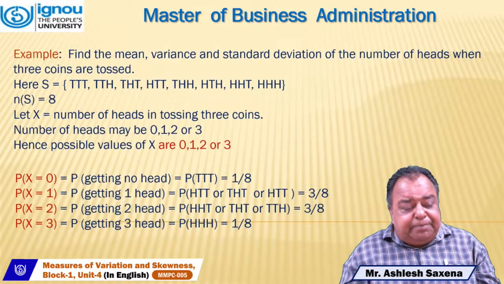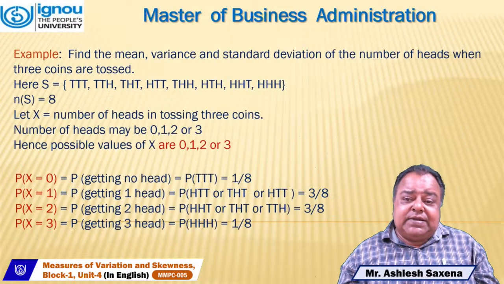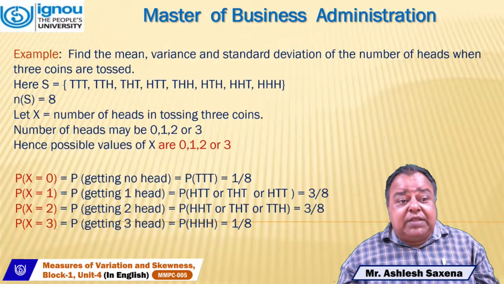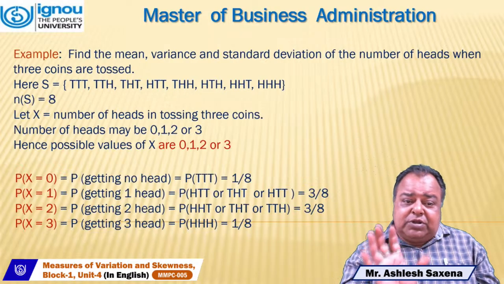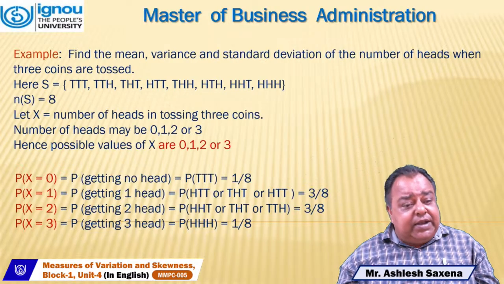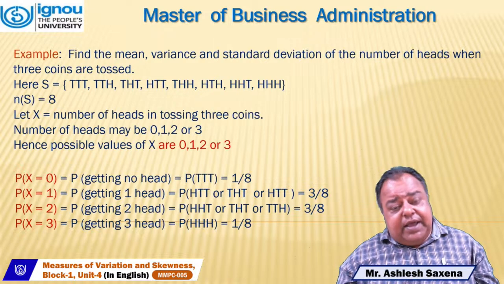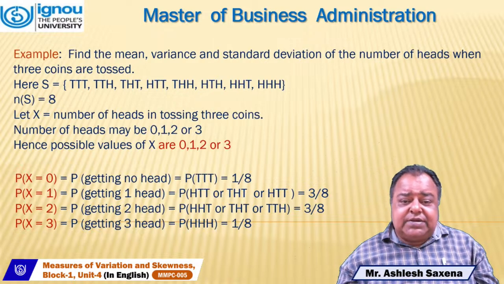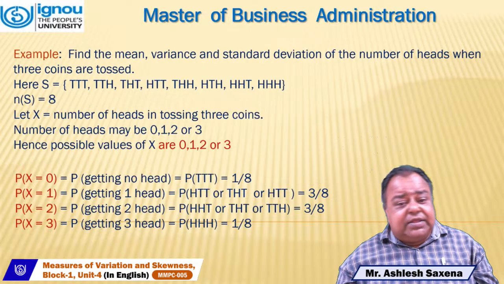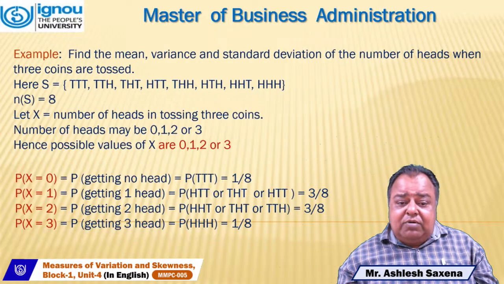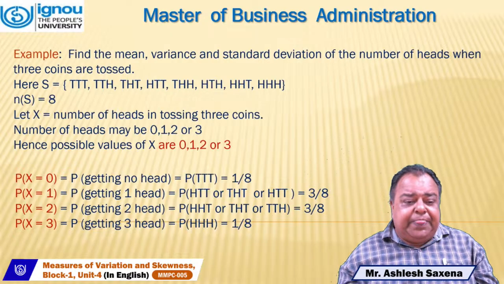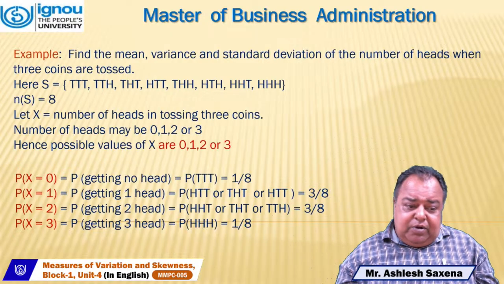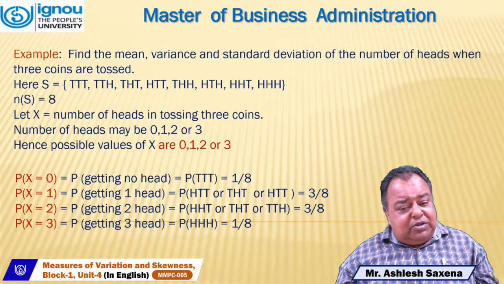We will see how to find the mean, variance, and standard deviation of the number of heads when 3 coins are tossed. The sample space, all the possible outcomes, is given to you: TTT, TTH, THT, HTT, THH, HTH, HHT, HHH. These are the 8 outcomes. We are talking about getting heads: no head, 1 head, 2 heads, or 3 heads.